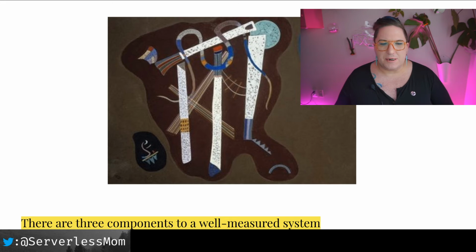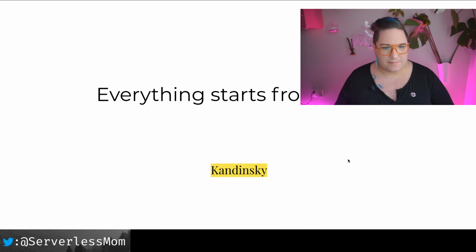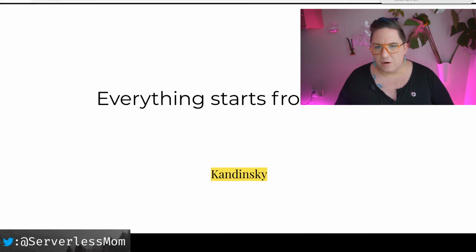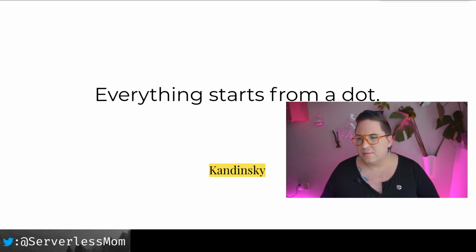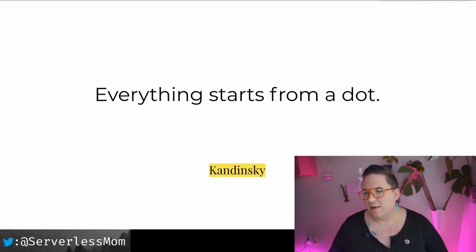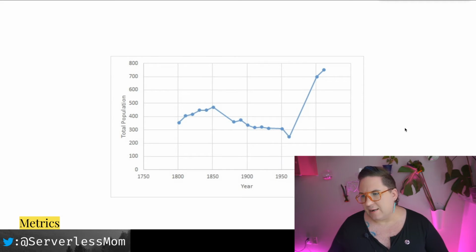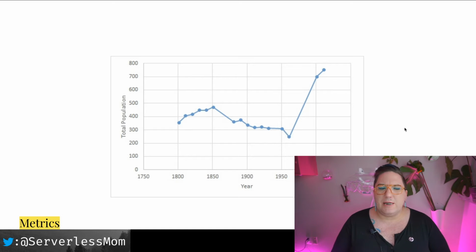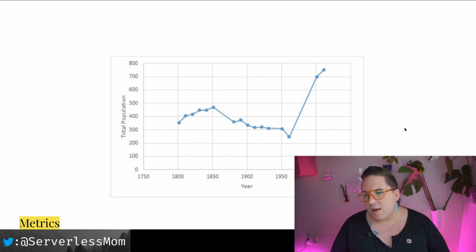Three components to a well-measured system. Let's talk about it. Okay. So also this quote from Kandinsky: everything starts from a dot. And as we start to combine those dots, we get metric data. Metric data is an attempt to observe something in a standardized way to get standardized information out. And when we're observing computational machines, this is quite possible to do, right? We're not guesstimating, we're not picking odd metrics. We're usually making pretty direct observations of how something is performing.